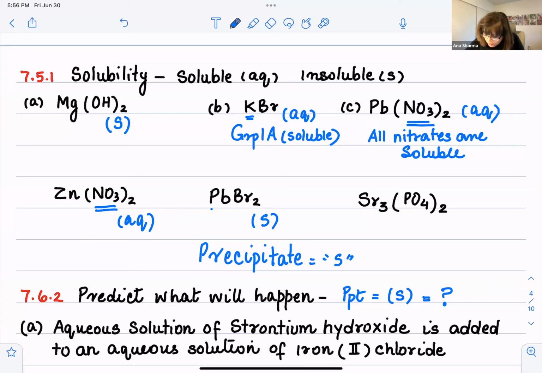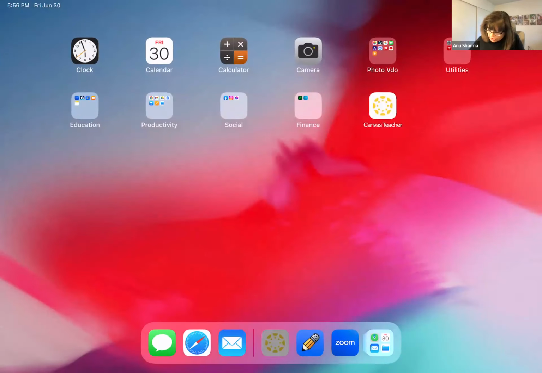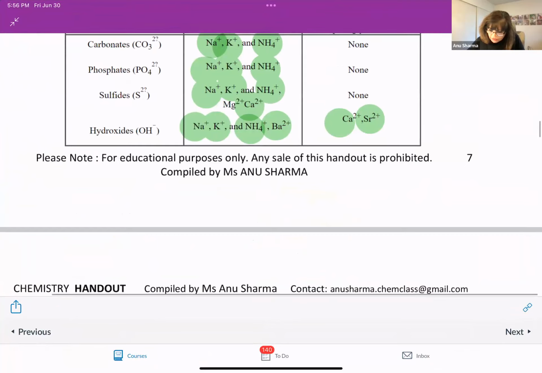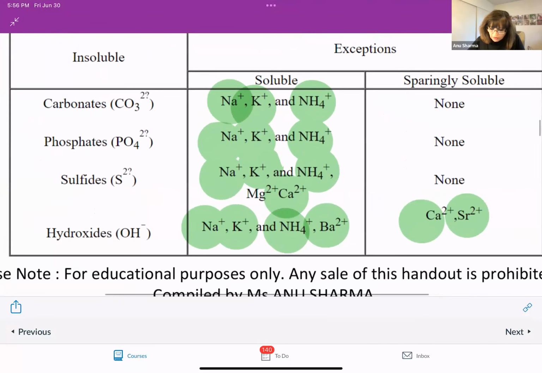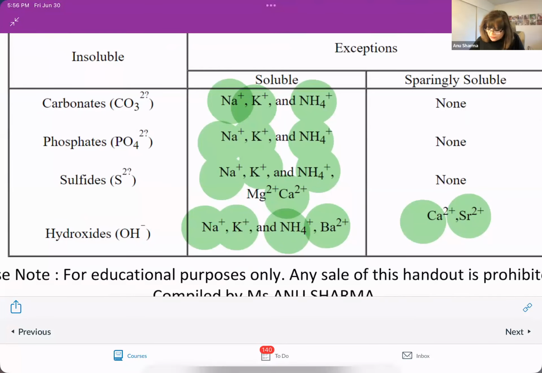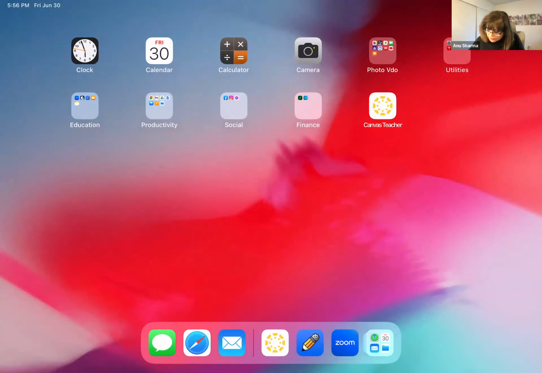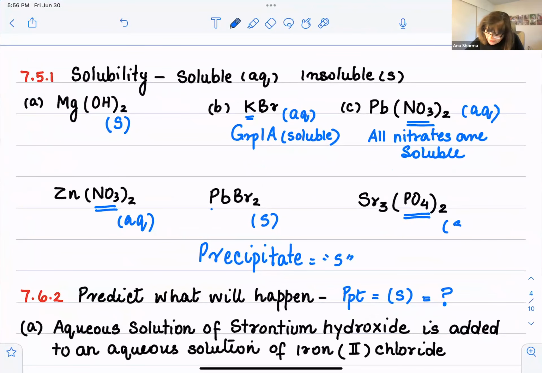Next is strontium phosphate. All the phosphates are insoluble, but double check, because strontium is one of the troublemakers. Is it forming any exceptions? No. So all the phosphates are insoluble. So this is S, solid. This is the solid, insoluble part.